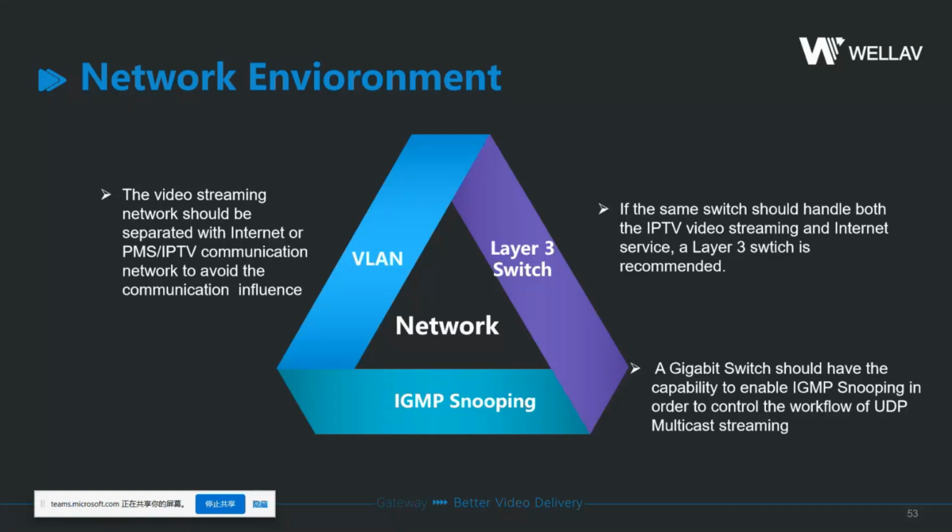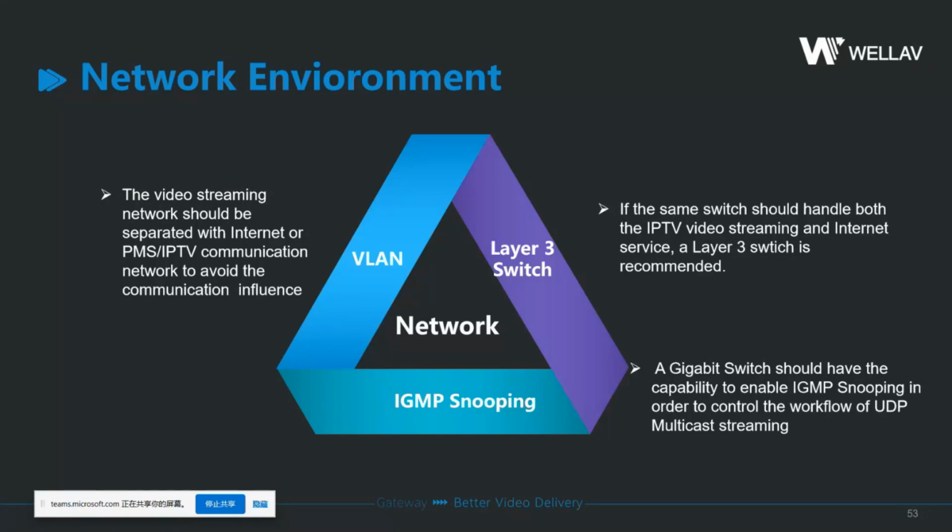Once we enable IGMP snooping, the entire data flow will not flood inside our network. Otherwise, all the streams would be broadcast in the network and crash the entire network. So if UDP multicast is used, we have to enable IGMP snooping. Typically we can enable IGMP version 2, and IGMP snooping should be enabled.